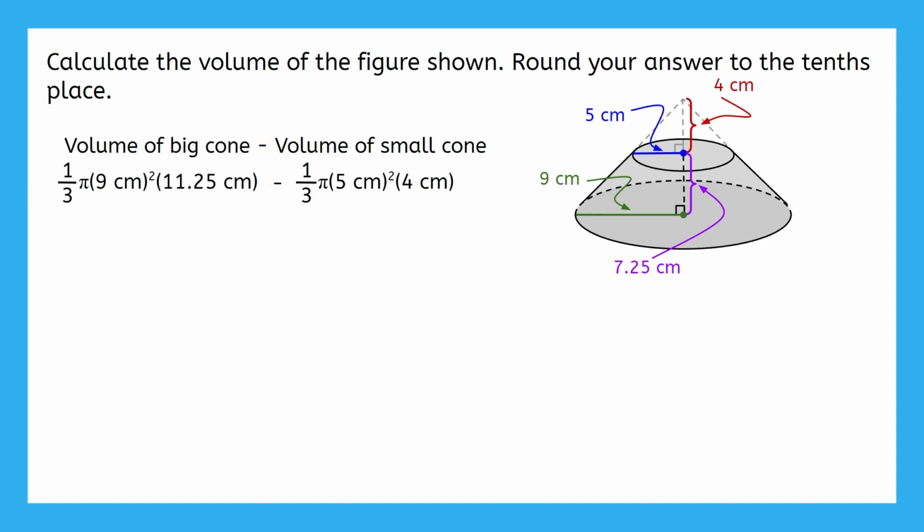If you weren't able to get this far on your own earlier, pause the video now so that you can catch up, rewatch any parts of this that will help you, and then use a calculator to get your final answer. When calculating 1/3 times pi times 9 squared times 11.25 minus 1/3 times pi times 5 squared times 4, you should get 849.5 when rounding to the tenths place, with units of centimeters cubed.